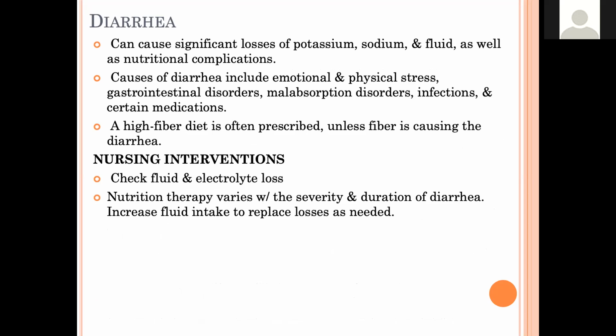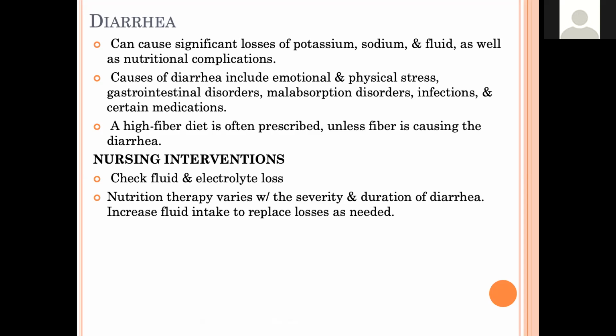Diarrhea is the opposite. In diarrhea, the fecal material is moving through too quickly. And so we're not pulling enough water and electrolytes out to put back into the blood. So it's shooting through the large intestine much more rapidly than we want. And the problem here is you can lose fluid and you can lose electrolytes. And this is particularly worrisome in the aged or in the very young. Okay. So what are some causes? Emotional and physical stress, GI disorders, malabsorption disorders, infections, and certain medications.